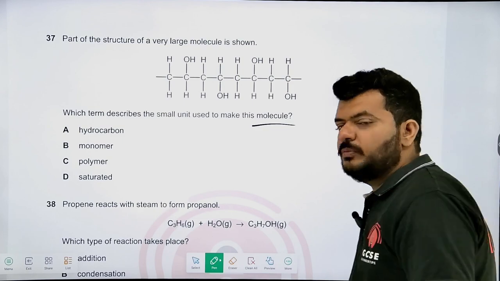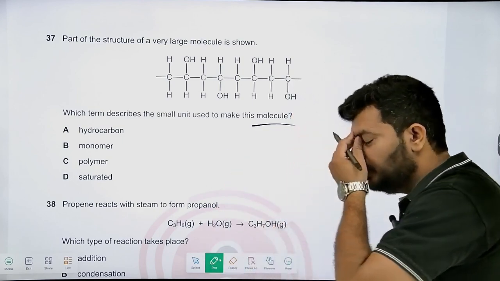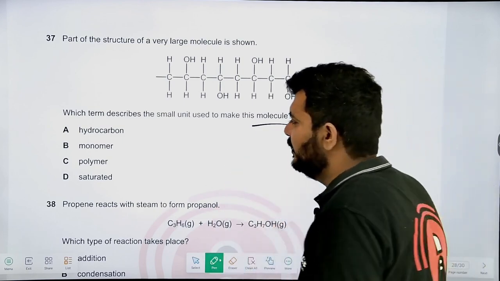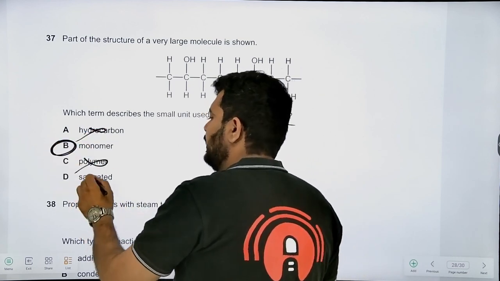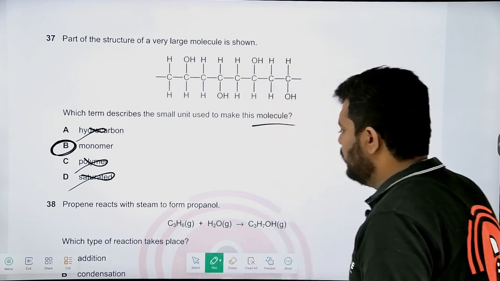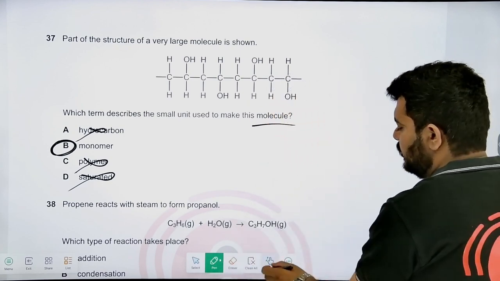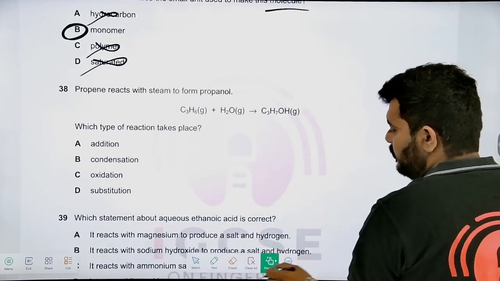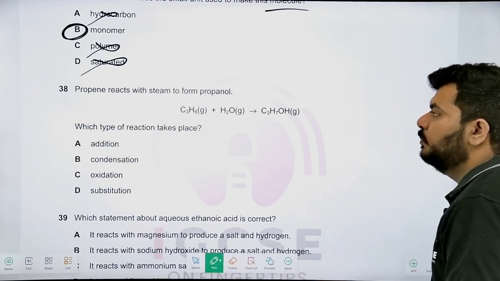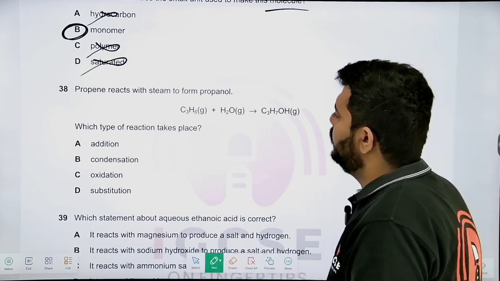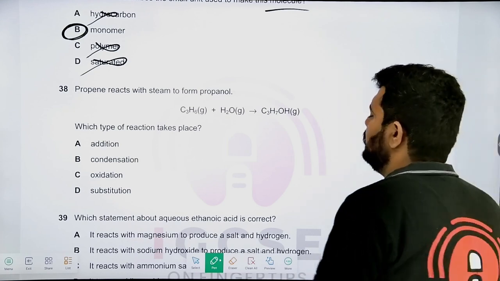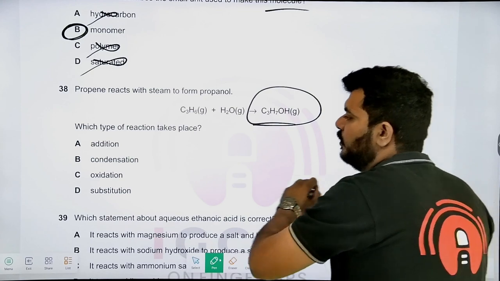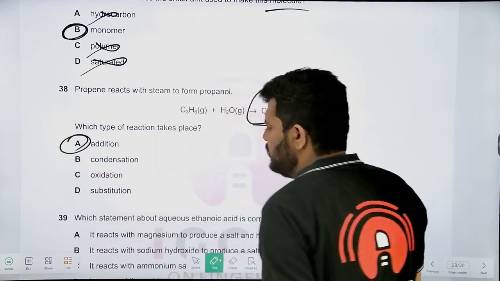So if you want to make a polymer, you start with a monomer, right? So hydrocarbon, no. Monomer, yes. Polymer is the final compound. Saturated, not applicable over here. Then we have question number 38. Propene reacts with steam to form propanol. Which type of reaction is taking place? Addition reaction, because there is only one product. So I will go with addition reaction.